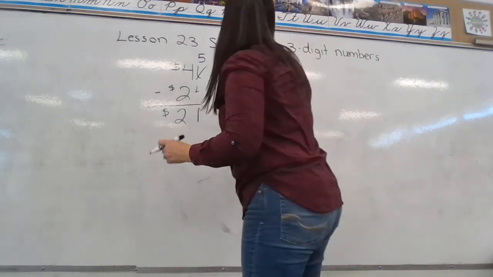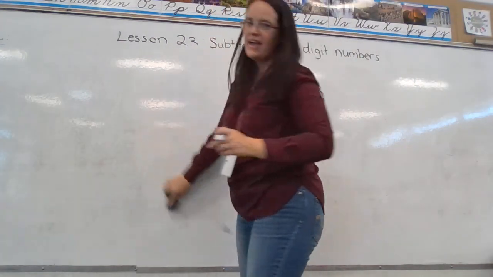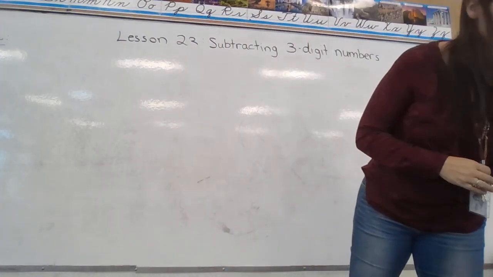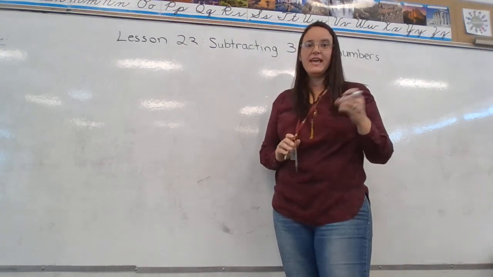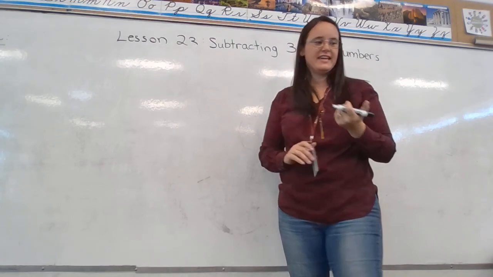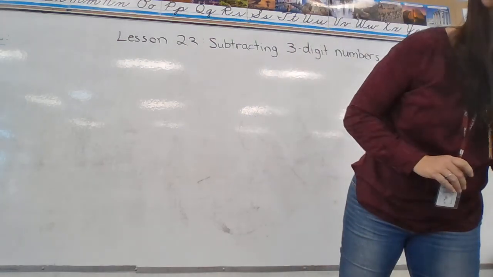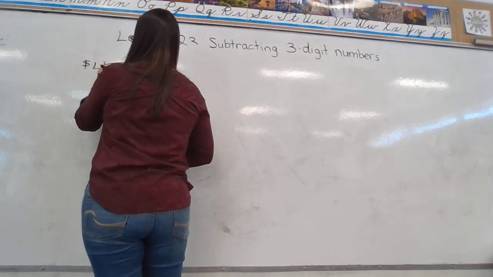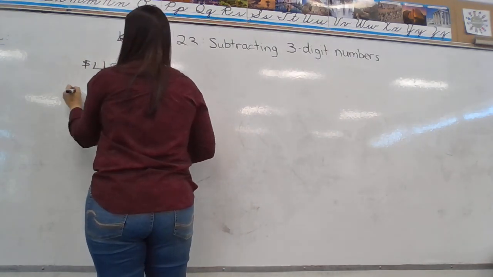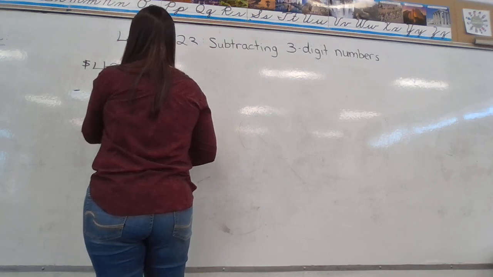All right, so the rest of these I want you to try first. I'm going to put a couple problems on the board, give them a shot, put me on pause, and once you've tried them, hit play again and we'll go over them together. So the first one is $426 minus $175.